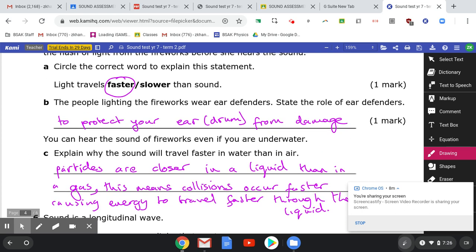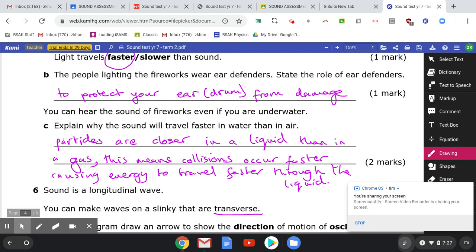People lighting fireworks wear ear defenders. State the role of the ear defenders. Well, it's to protect the eardrum from any damage. Okay. So some of you may have written is protect the ear. You should write from what? Protect the ear from any damage.